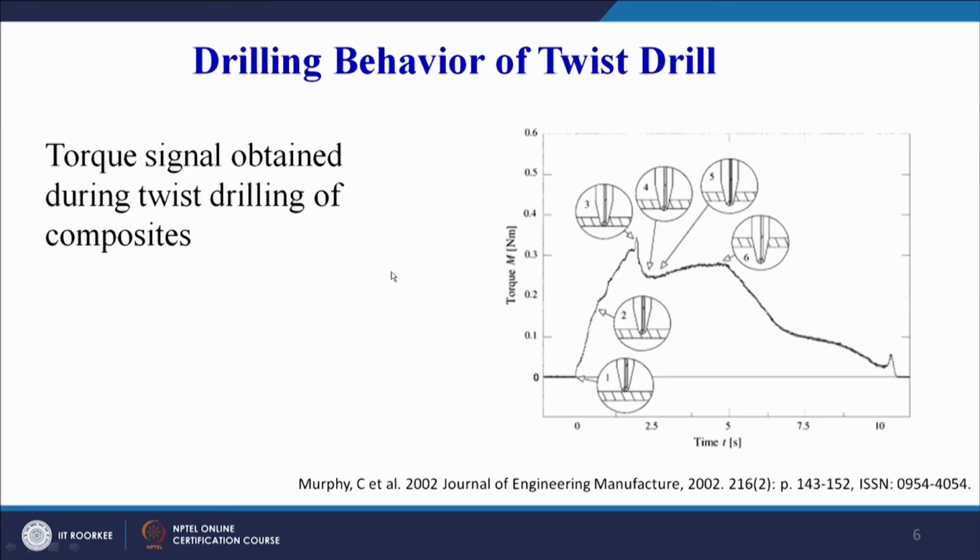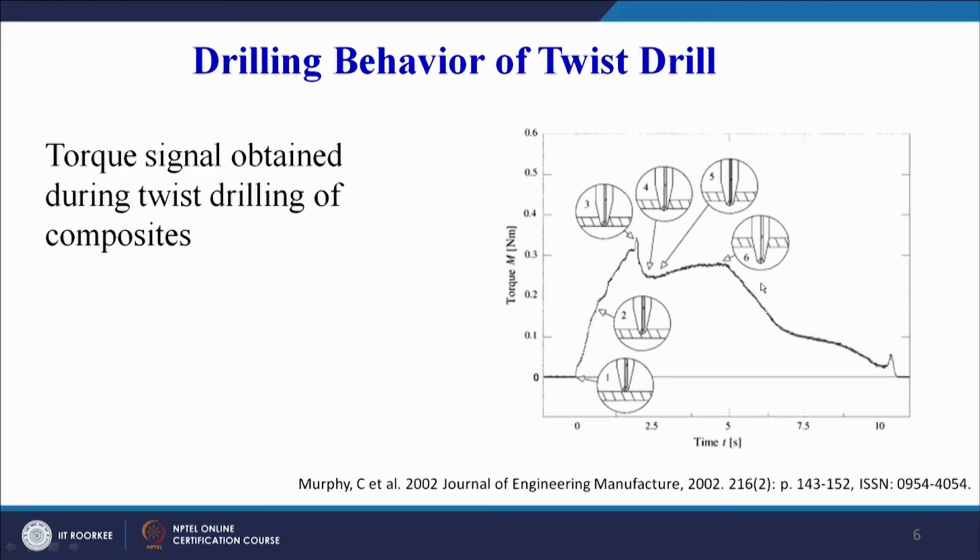Here again, this is the same thing, a torque signal, that is the movement component. So there is a thrust force and there is a torque. This is the torque component, the torque signal obtained during the twist drilling of composite, and this is the variation. I will just move the arrow on the torque signal. This is the torque signal, and here the drill is just touching the laminate, and finally at stage 6 the drill has come out of the laminate.